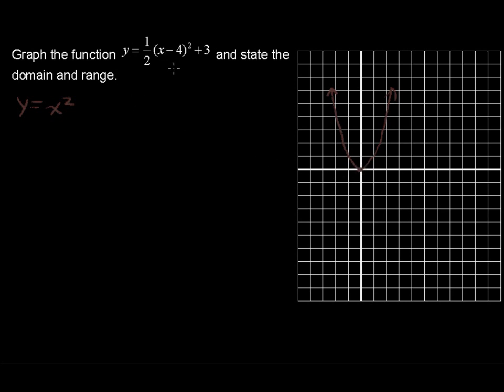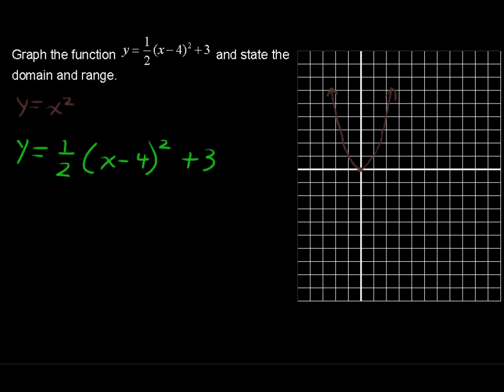Okay, we have some transformations here. So I'm going to write this just a little bit larger so we can look at these numbers. y equals 1/2 times (x minus 4) quantity squared plus 3. All right, first of all, let's look at moving the parabola. We're going to move it left, right, up, and down. That's the first thing we're going to do.